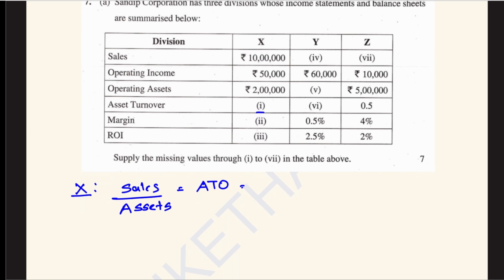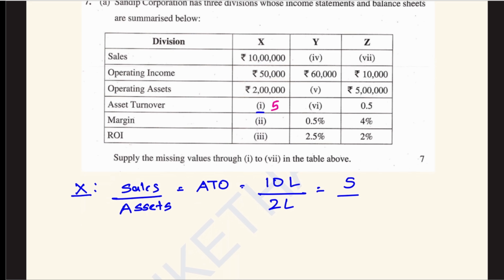Now in this equation you have to check whether sales are given. Yes, sales are given. For X it is 10 lakh. And assets, are they given? Operating assets are given, which is 2 lakh. So I will write divided by 2 lakh is equal to, I will get a number. Asset turnover is always a number. It's a ratio. So 5 or 500%. So now I have found this. This is 5.